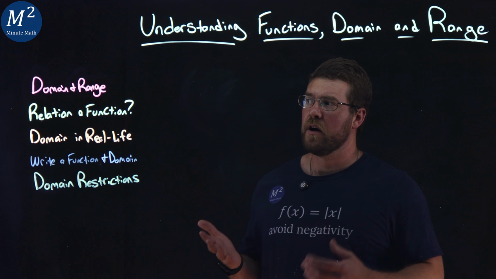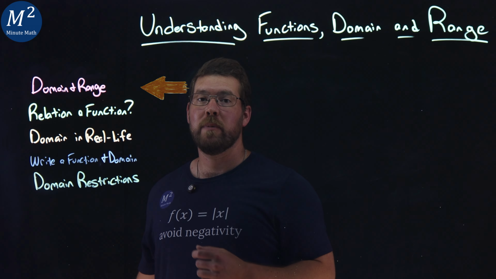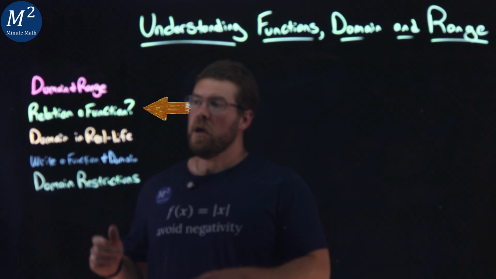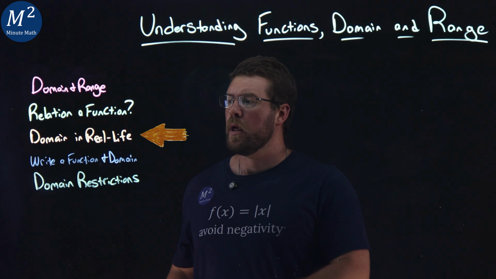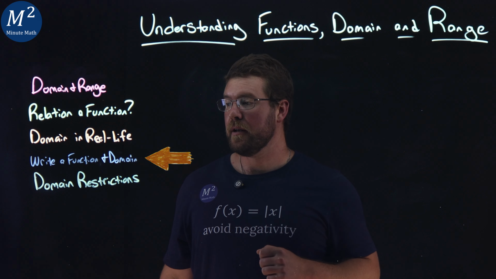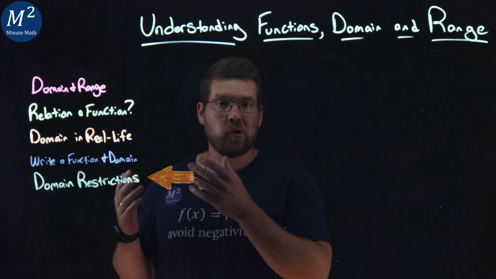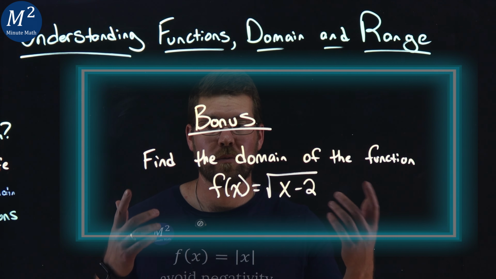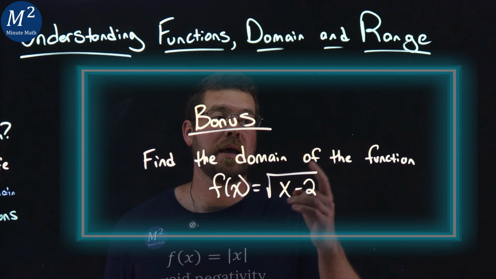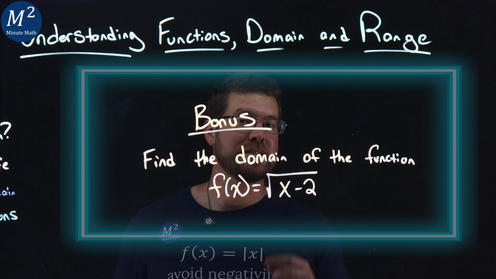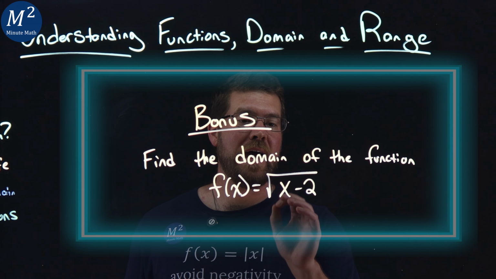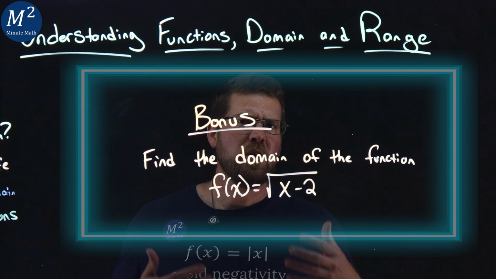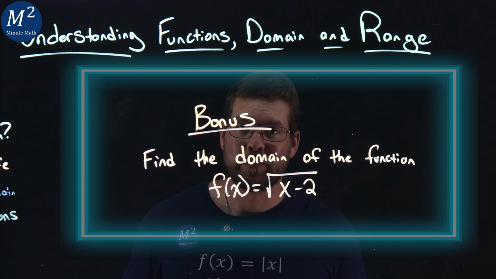Let's recap what we've covered. In this video, we talked about the domain and range of a function. We talked about if a function is a relation. What's a domain in real life? We wrote a function and its domain, and we talked about domain restrictions. I now leave you here with a bonus problem. Find the domain of the function f of x is equal to the square root of x minus 2. My hint for you here is, what can you not take the square root of?